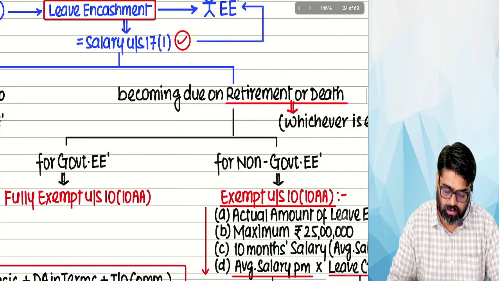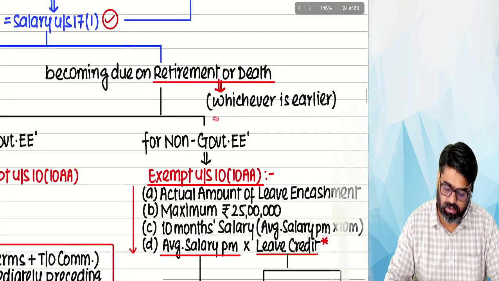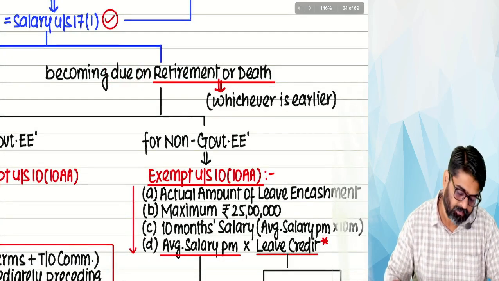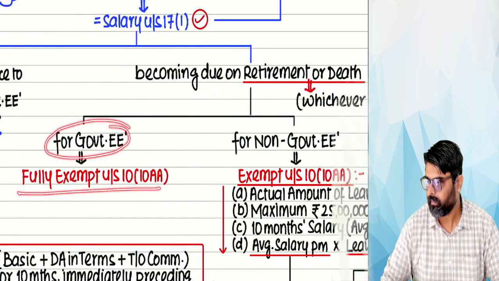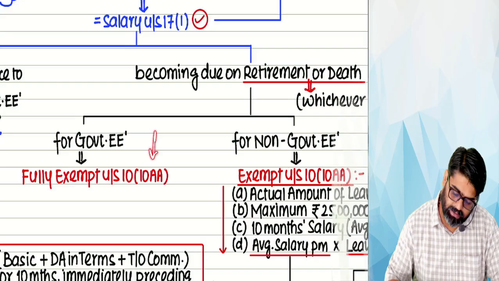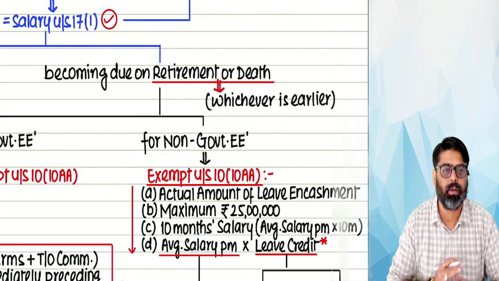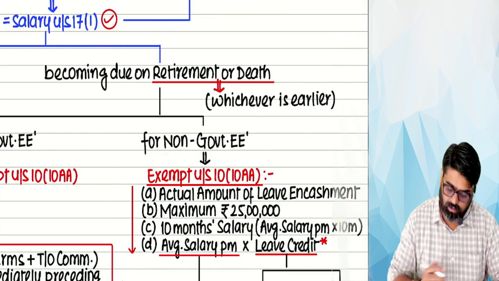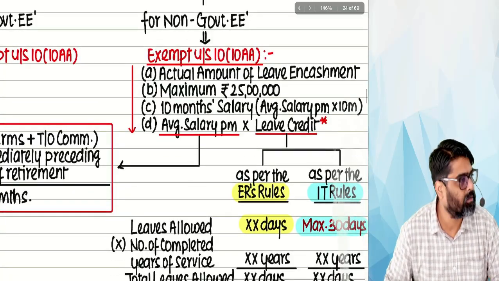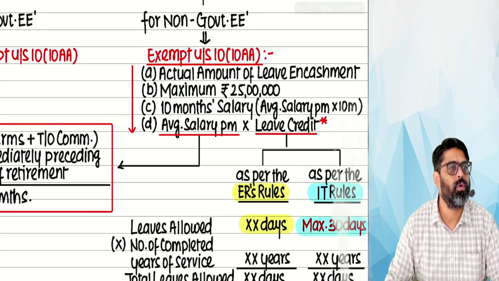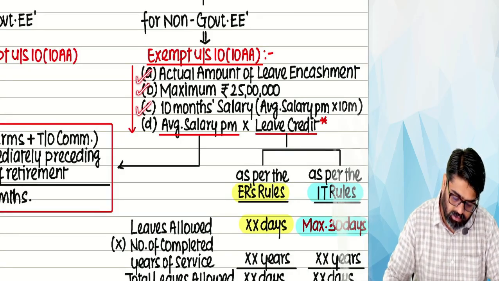But if the leave encashment becomes due on retirement or death, whichever is earlier, then in the case of a government employee, that will be fully exempt under which section? Section 10(10AA). And if it is a non-government employee, the leave encashment will be exempt, but not fully. It will be exempt subject to limits.